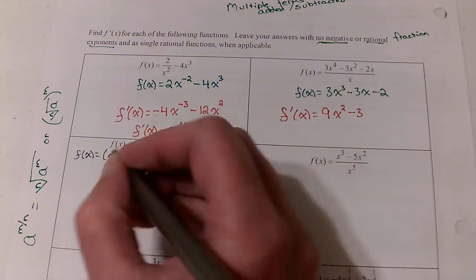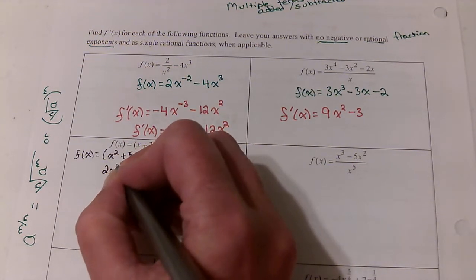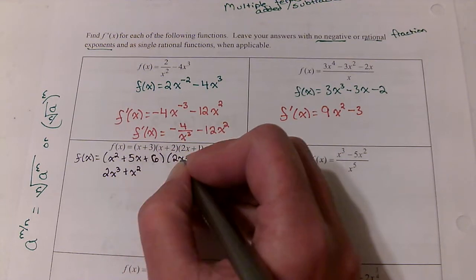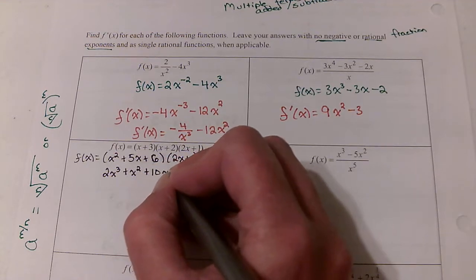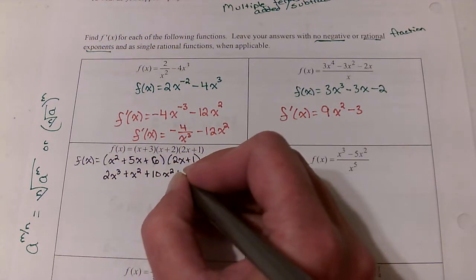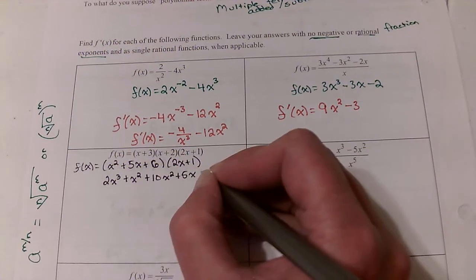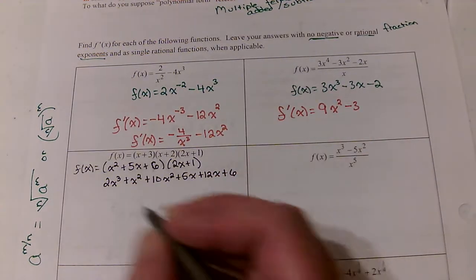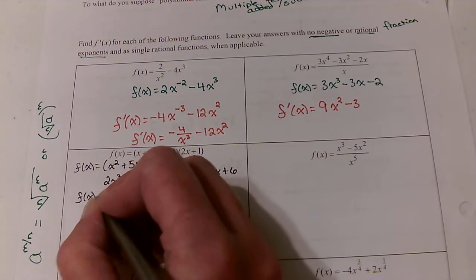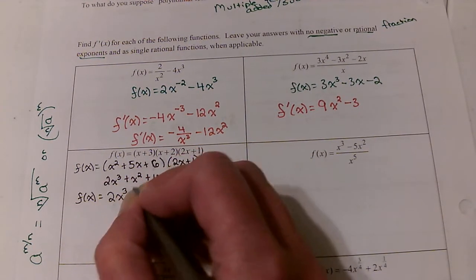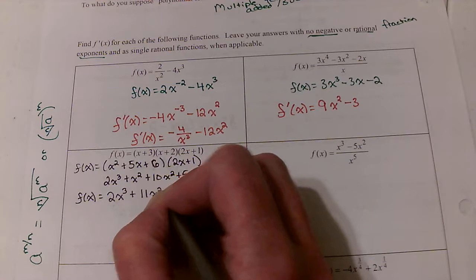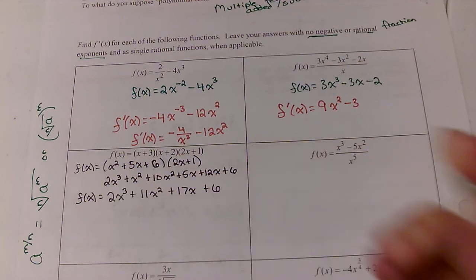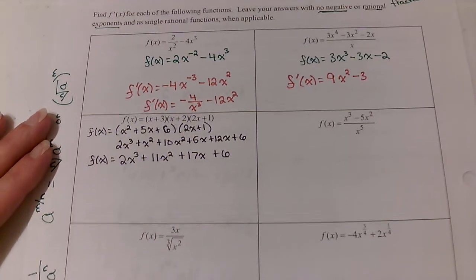X squared times 2x is going to be 2x cubed. X squared times 1 is x squared. 5x times 2x is 10x squared. 5x times 1 is 5x. I'm distributing. 6 times 2x is 12x. 6 times 1 is 6. Now I'm going to combine like terms. 11x squared, that's a 5x and a 12x, and then a 6. Now it is in polynomial form.